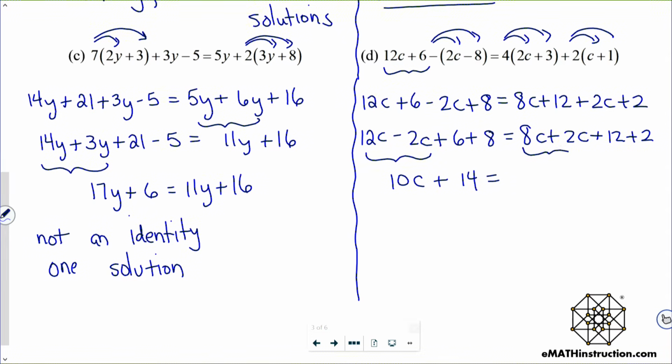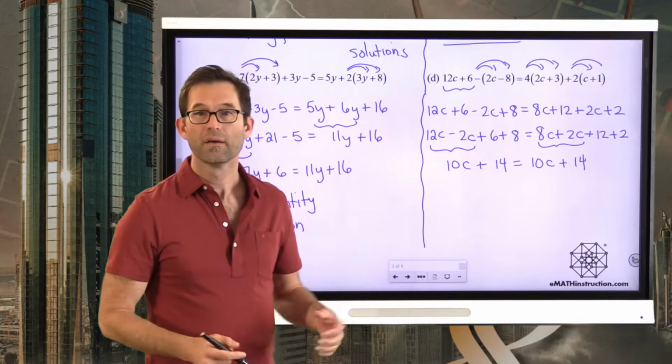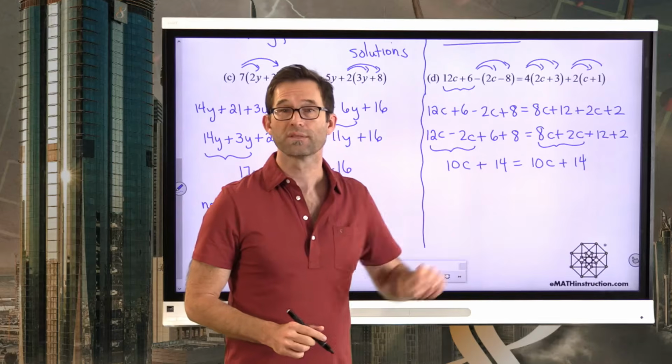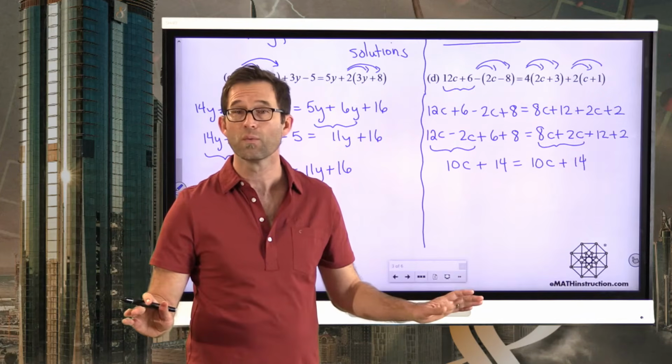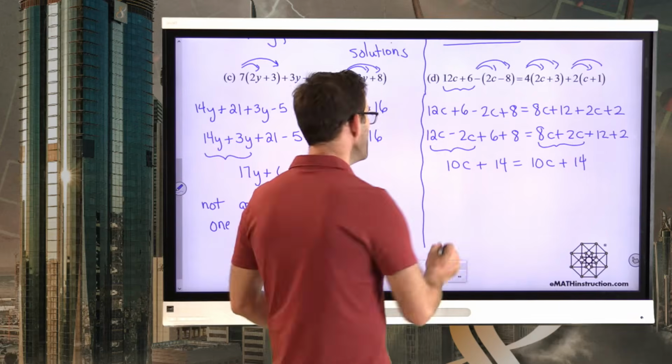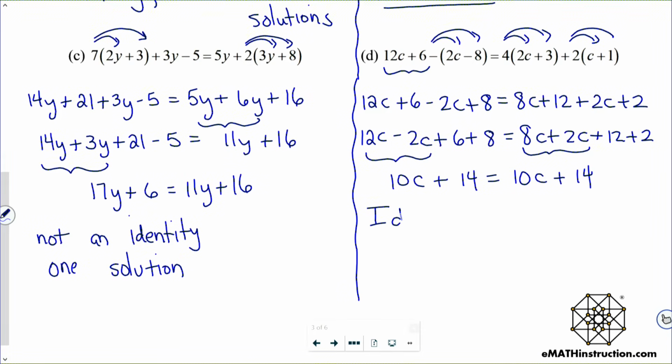On this side, we'll have 8c plus 2c. That's 10c. 12 plus 2 is 14. We step back. 10c plus 14 equals 10c plus 14. Every value of c would make that true, every single one of them. So this is an example of an identity, and it's got an infinite number of solutions. And we'll abbreviate solutions SOLNS.